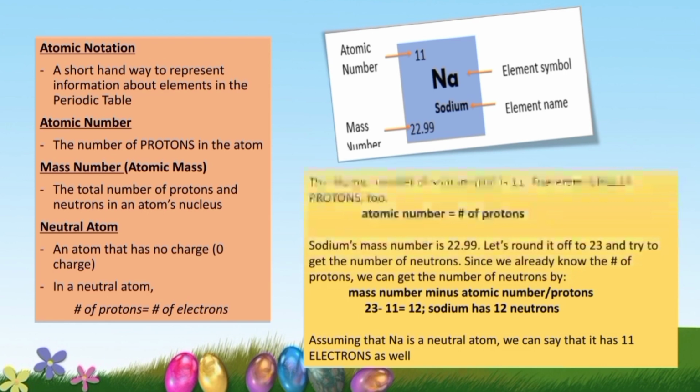Next, the mass number of sodium is 22.99, but let's round it off para mas madaling makompute. So, magiging 23. So, alam na natin yung atomic number, alam natin yung mass number, but we do not know kung ilan ang neutrons. So, how do we get that? In order for us to know kung ilan ang neutrons, ang gagawin lang natin is mass number minus atomic number or the number of protons. So, that would give us 23 minus 11 equals 12. Therefore, sodium has 12 neutrons.